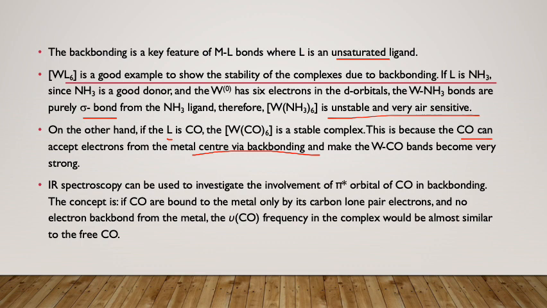If CO is bound to the metal only by the carbon lone pair electrons and no electrons back bond to the metal, the frequency in the complex would be almost similar to that of free CO. You can see free CO has its own value. If CO is only attached to the metal without back bonding, the frequency would be almost similar to free CO, with maybe a little difference of 2 or 3.